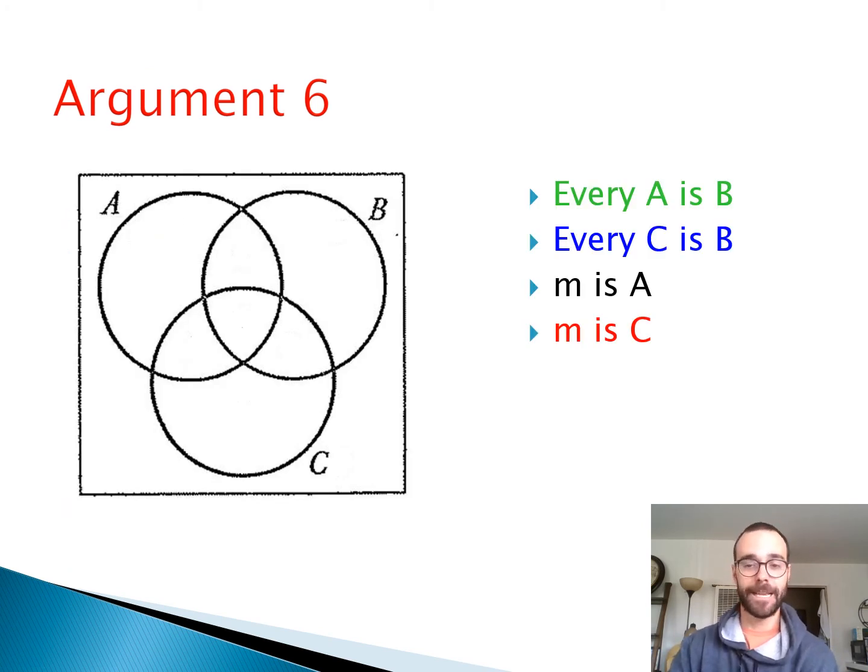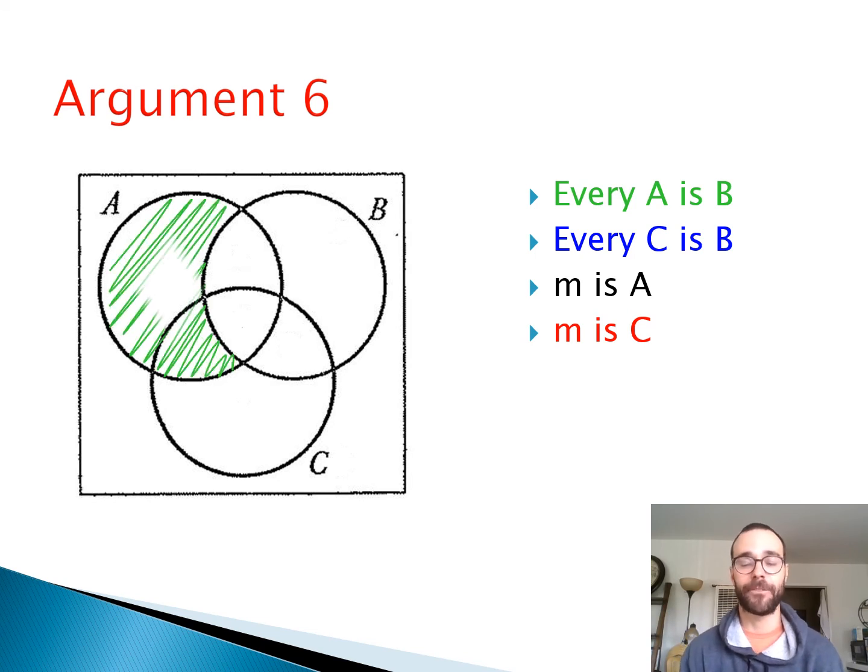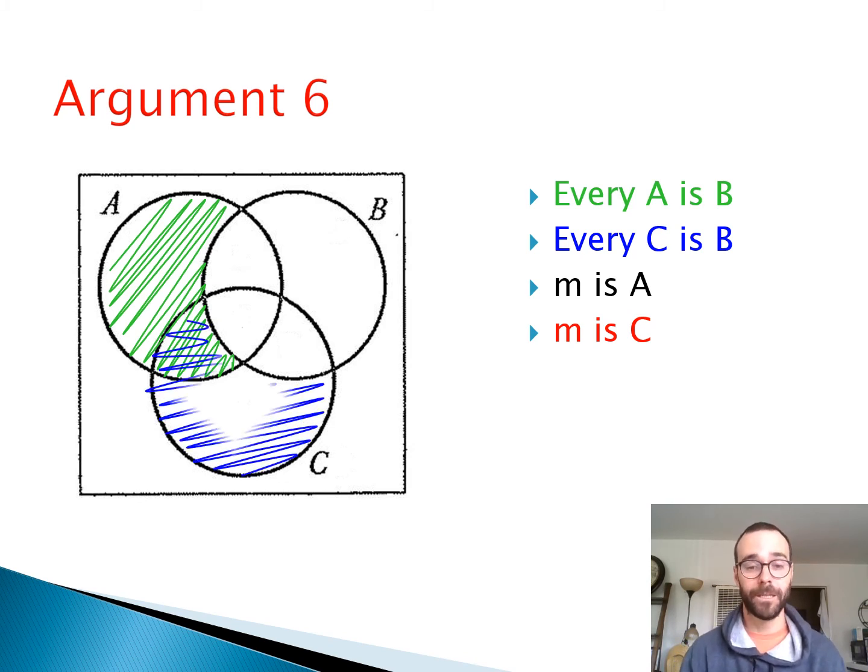So again, every A is B, crossing out the A section where the B does not overlap, where A and B do not overlap. Every C is B, which means you cannot have C without B, so you're going to cross off everywhere where C does not overlap with B. One of those sections is already crossed off. We can do it again, doesn't matter.